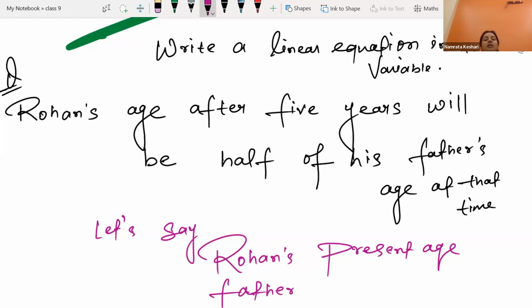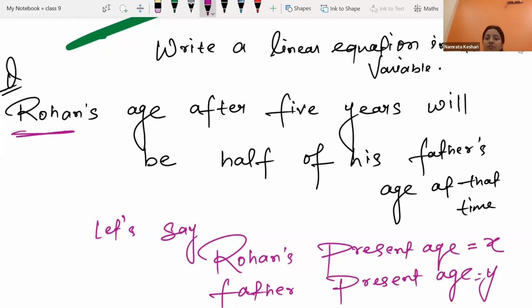Always you will be assuming that the present age of this person is this and the present age of that person is this. I'm focusing on present age. Okay, you have to focus on present age. So let's assume that the present age of Rohan is X and his father's present age is Y. Now whatever is written in the question, we will read it carefully. Rohan and father are the two persons involved in this question, one is X, another is Y.